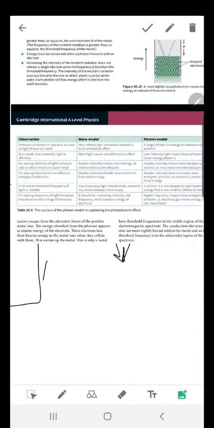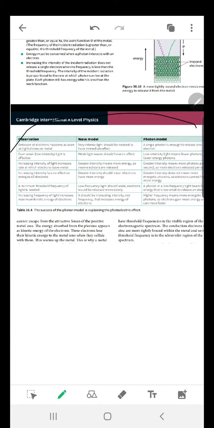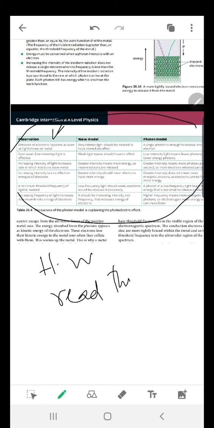Now, this is your homework. This table summarizes whatever we have studied till now. It will tell you the observations when the photoelectric effect is happening, what the wave model tells you, and what the photon model tells you about it. You need to read this and write it in your own words.